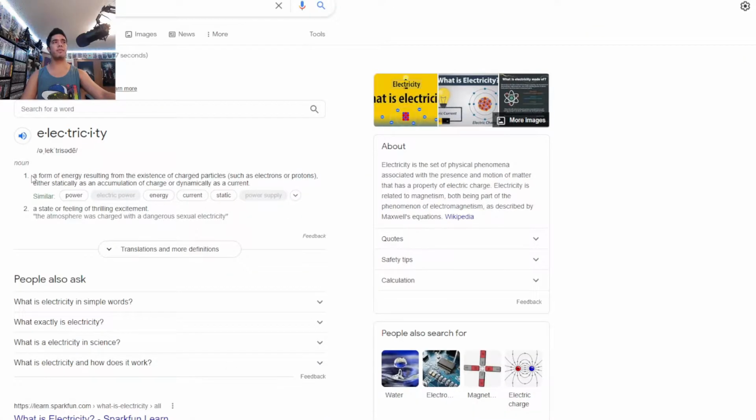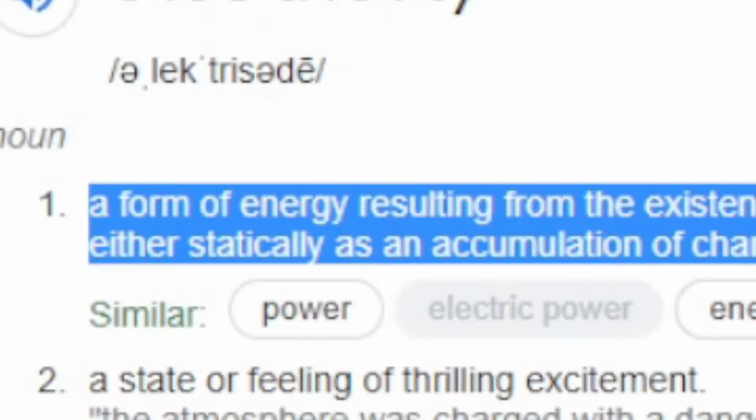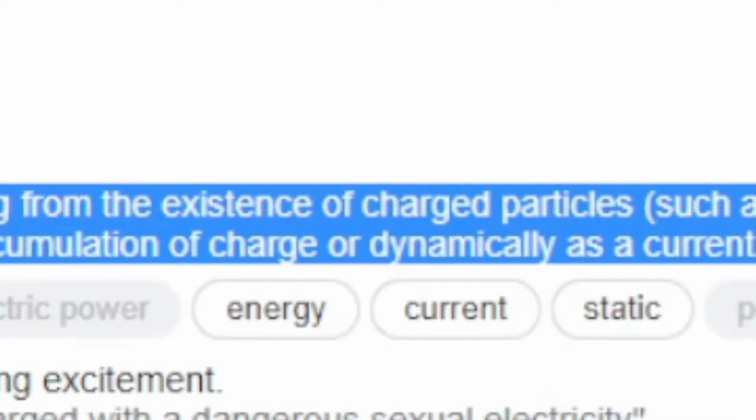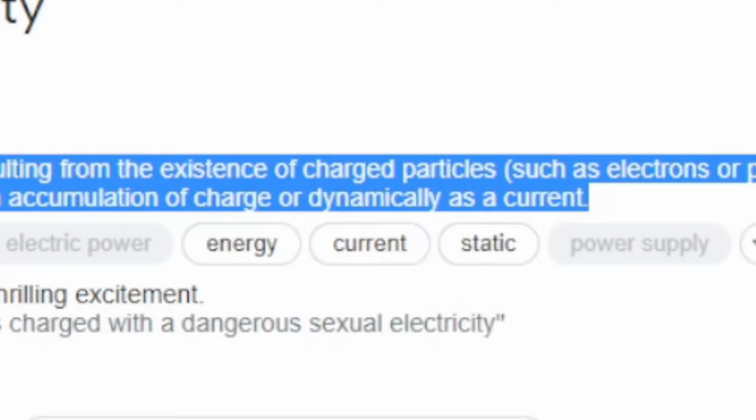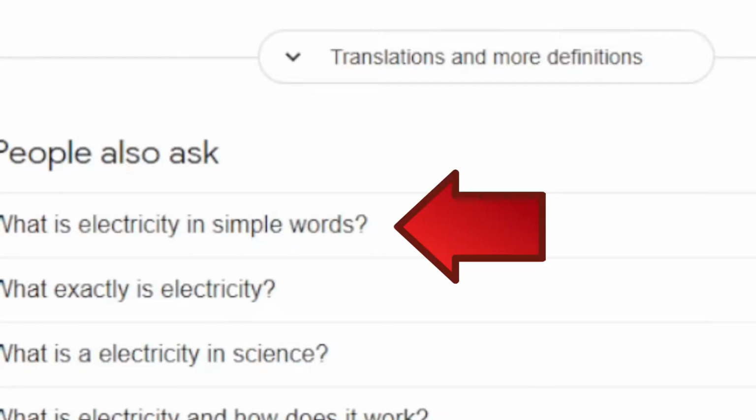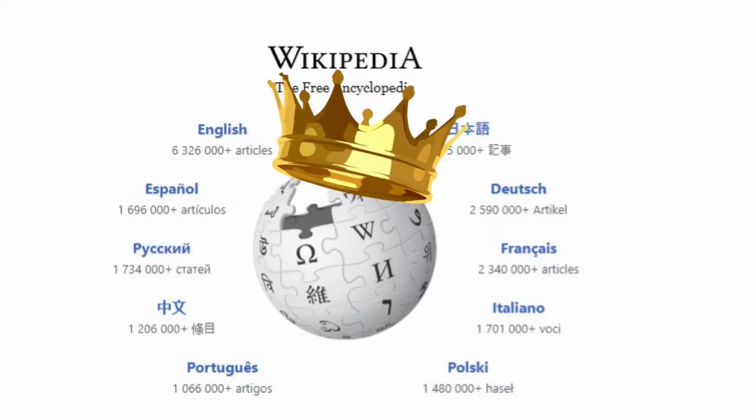The dictionary definition defines it as a form of energy resulting from the existence of charged particles, such as electrons or protons, either statically as an accumulation of charge or dynamically as a current. So then we have to ask ourselves the question, what is electricity in simple words? And that is where another good confidant comes in to help answer this question, Wikipedia.